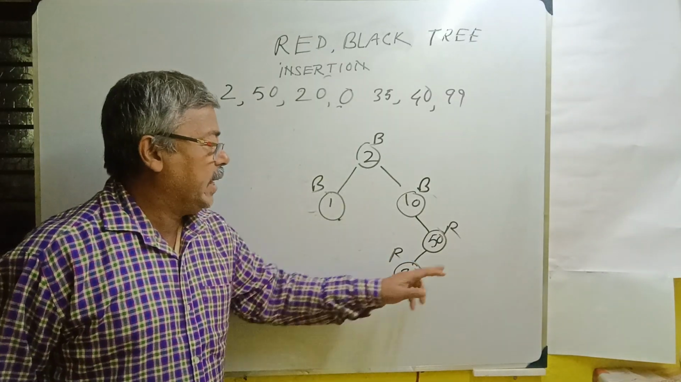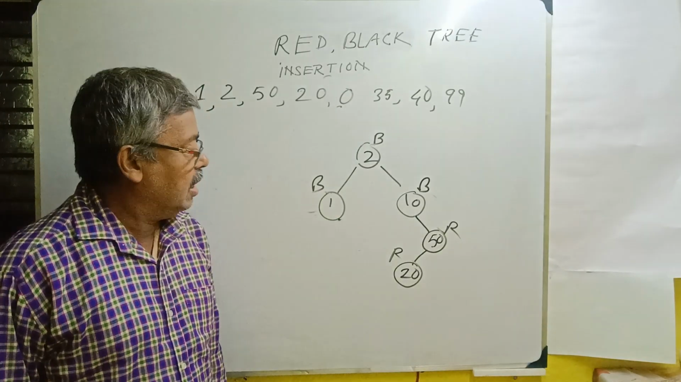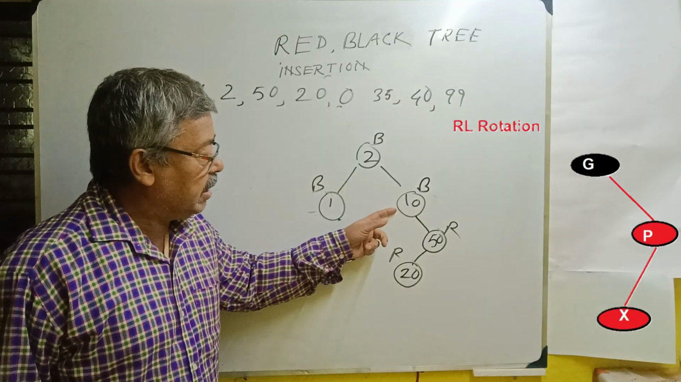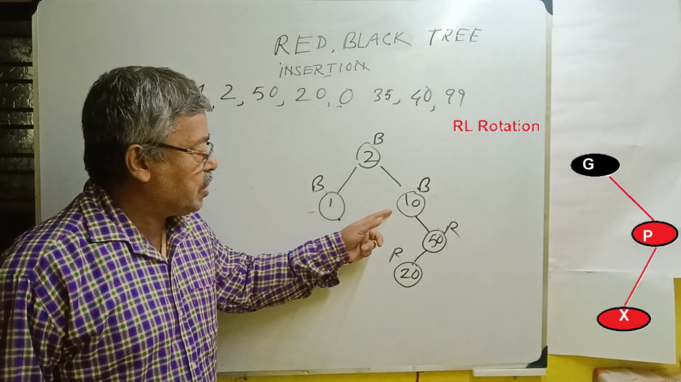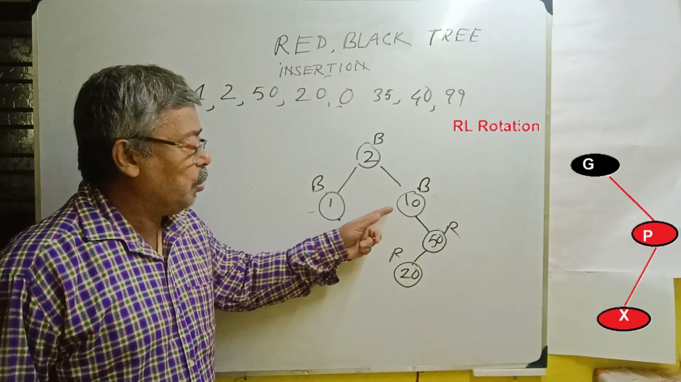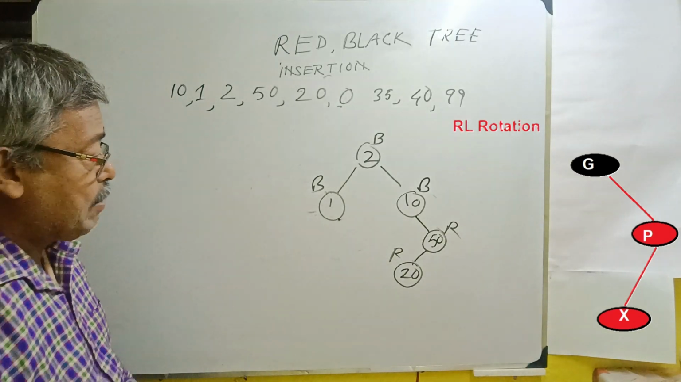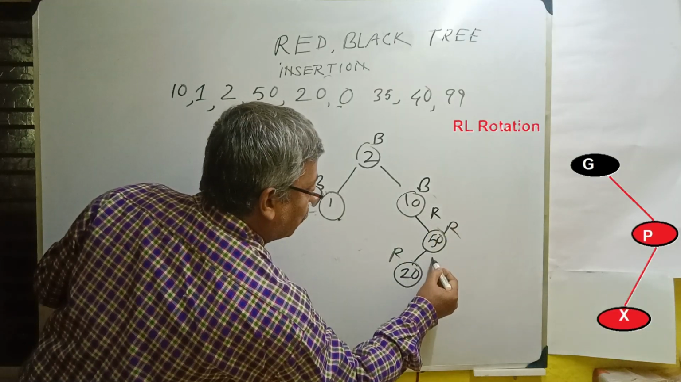Now, red confliction has occurred. How to remove this red confliction? I have to see the color of the uncle. The uncle, that is the grandparent's other child, but the uncle is null. No left child is there. So when the uncle is null, rotation is required. What type of rotation is required? It is RL rotation.